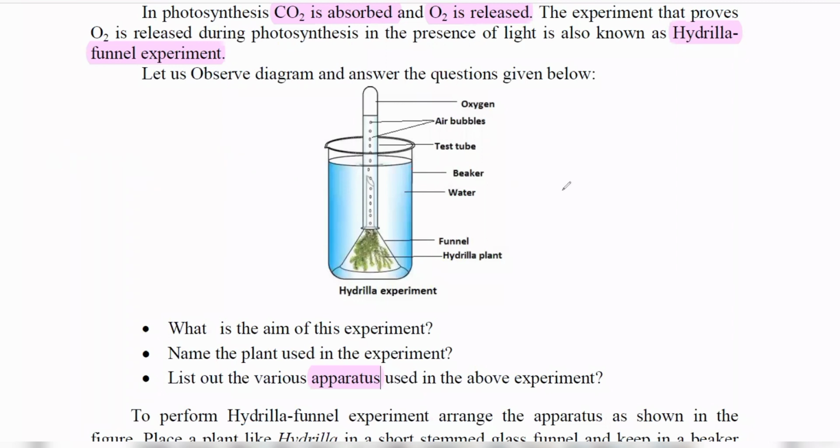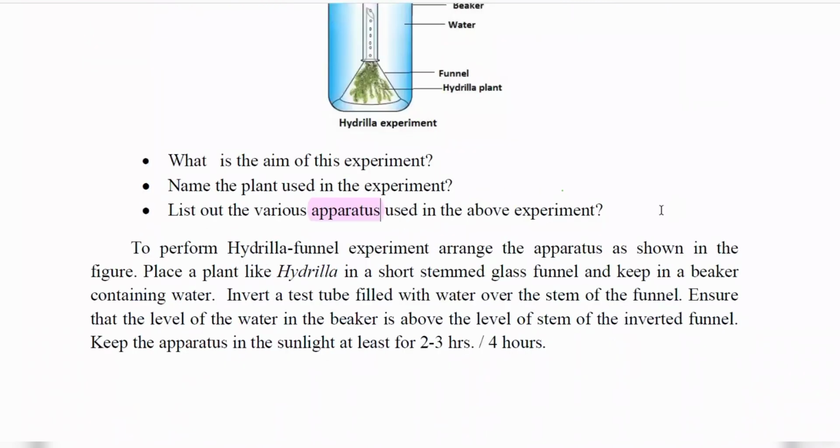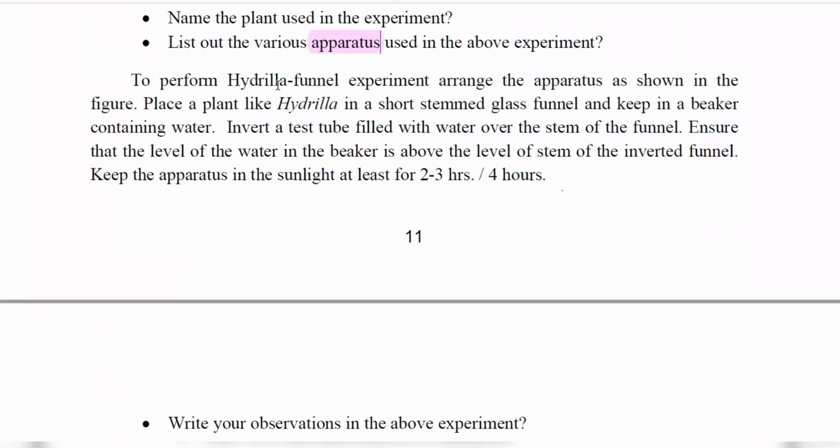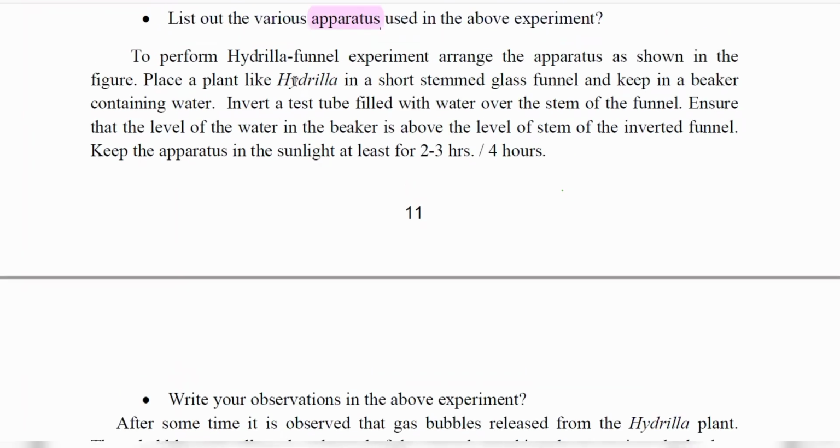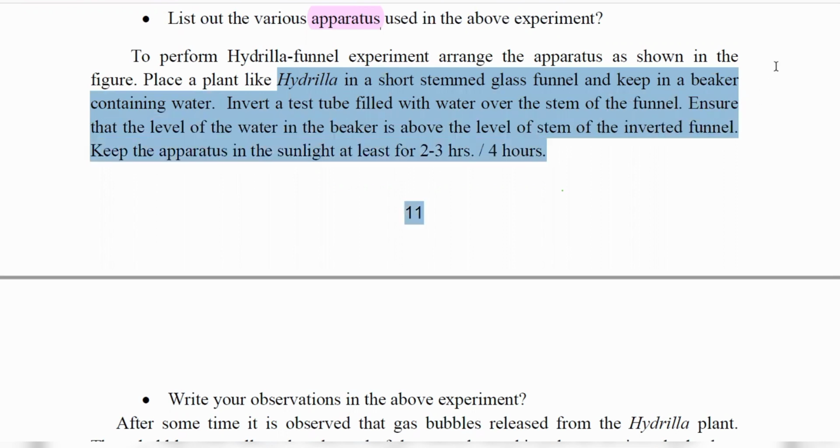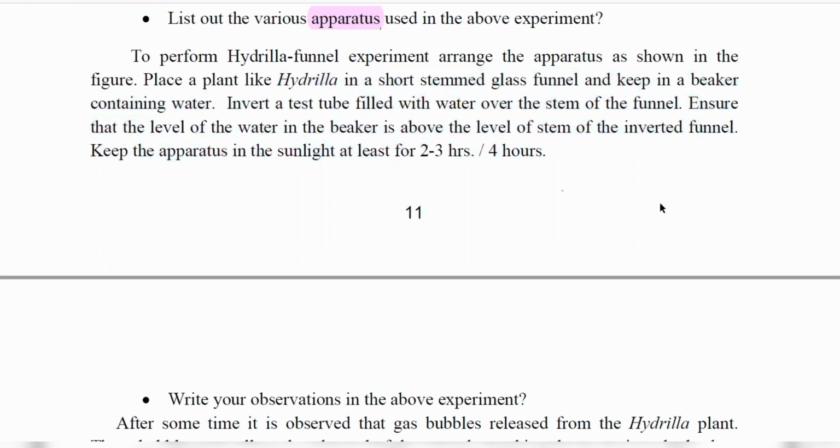Now let us perform the hydrilla funnel experiment. Arrange the apparatus as shown in the figure. Place a hydrilla plant in a short-stemmed glass funnel kept in a beaker, with an inverted test tube filled with water over the stem of the funnel. Ensure that the level of the water in the beaker is above the level of the stem of the funnel. Keep the apparatus in the sunlight for at least 2 to 3 hours or 4 hours.